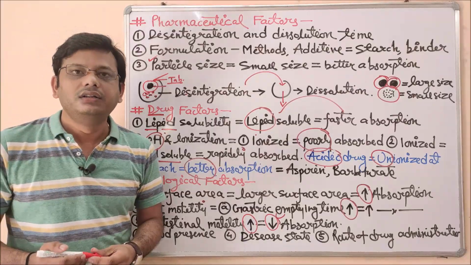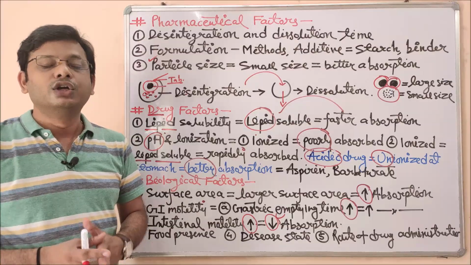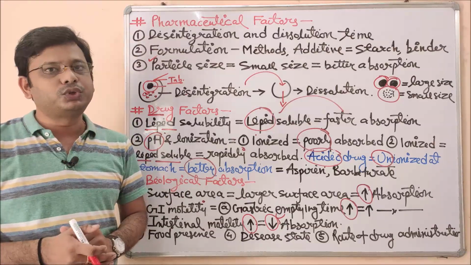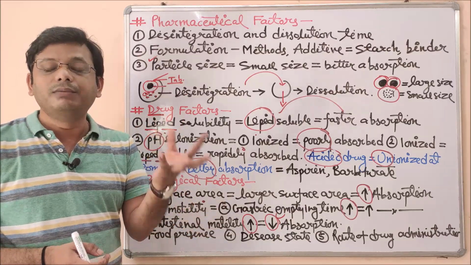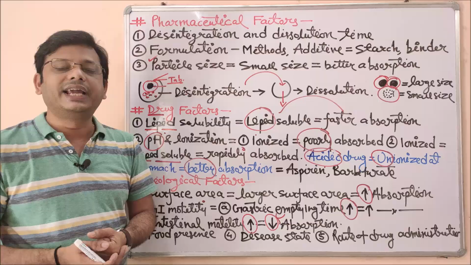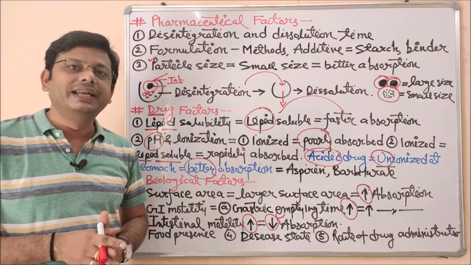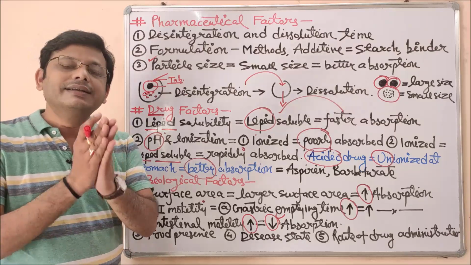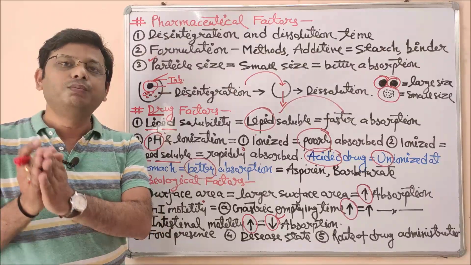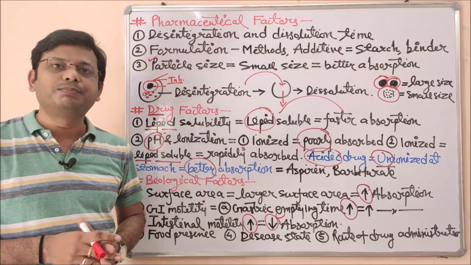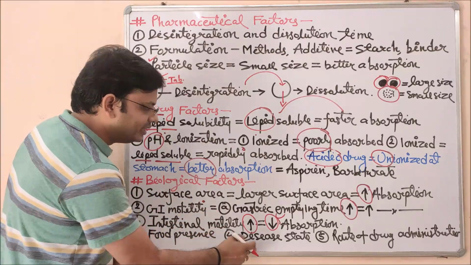Now the next point is food presence. If you are taking food before taking any drug or just after taking any drug, the presence of food may affect the absorption of the drug because of a hindering effect. And there are some types of food which play a specific role, depending on the drug. Some food can favor the absorption of a drug, but in some conditions some food may affect the absorption of a drug in a negative manner. That means the food may retard the absorption of the drug, and this is a part of a different topic we will see in an upcoming lecture.